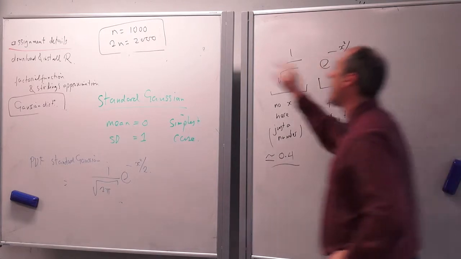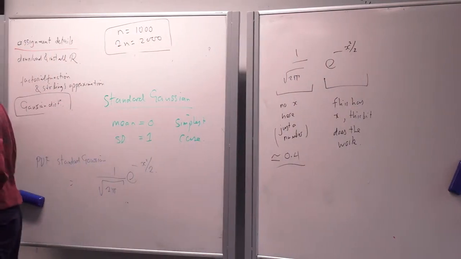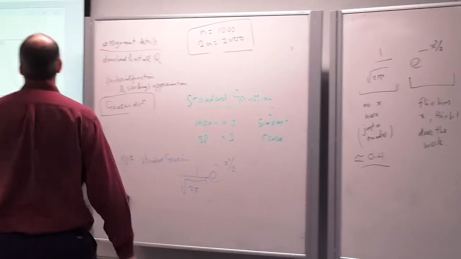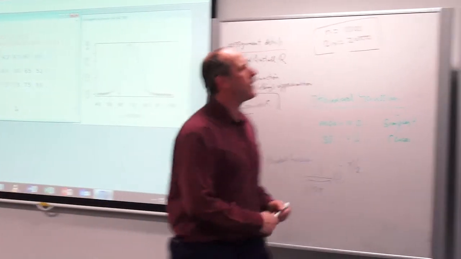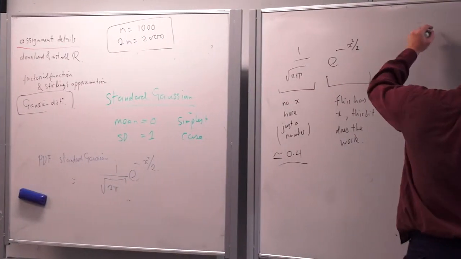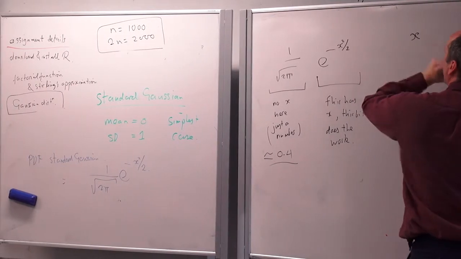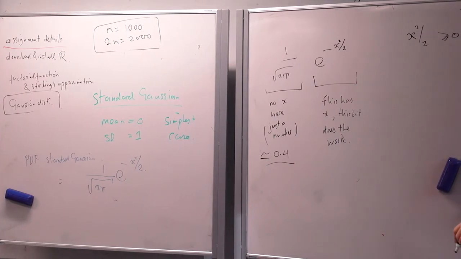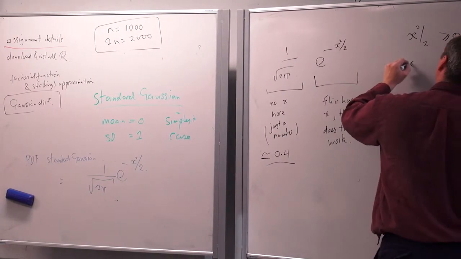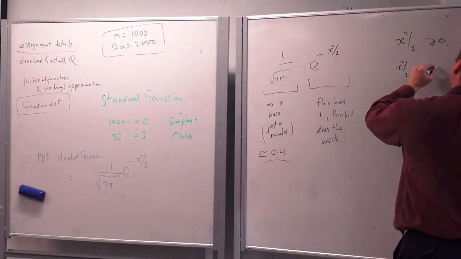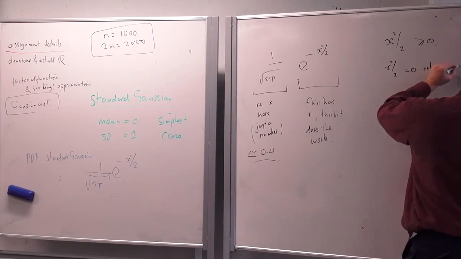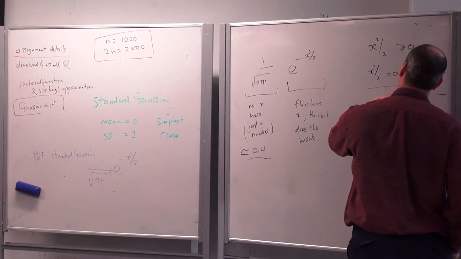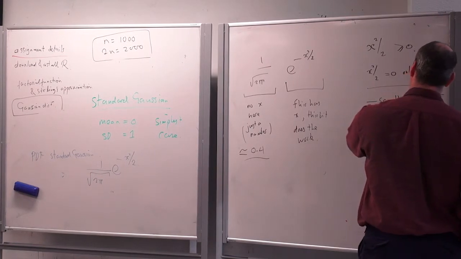So as you vary x, as you move along this horizontal axis here, this bit stays the same because it's just a number, but this guy does the work. I think it's pretty clear that whatever x is, x squared over 2 is always greater than or equal to 0, isn't it? And of course, x squared over 2 equals 0 only if x equals 0. Okay? So we've got e to the minus something positive.